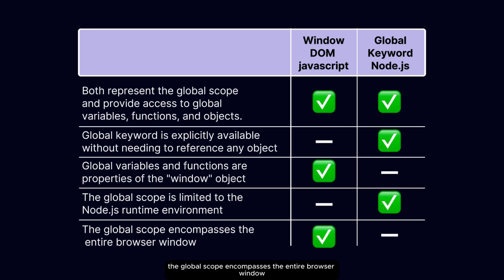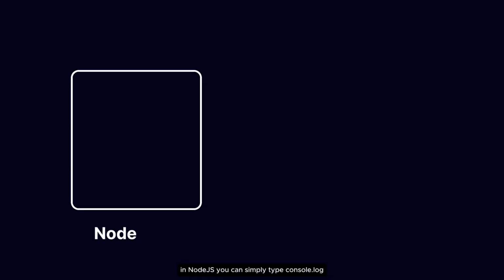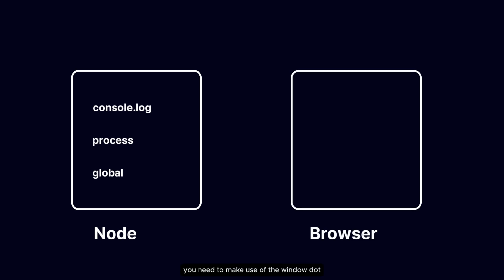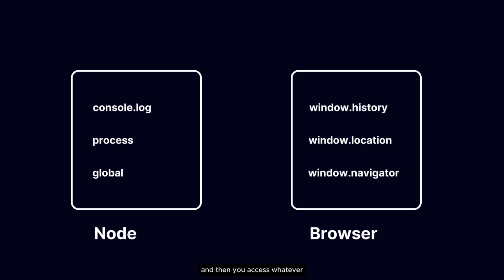For example, let's look at how to access global variables in Node.js and also how to do that in DOM JavaScript. In Node.js, you can simply type console.log and then the name of the global you want to access, while in JavaScript, you need to make use of window dot and then access whatever function or variable you want. We are going to look at this in a demo, but for now, let's move on.